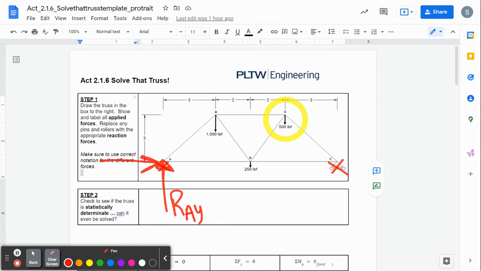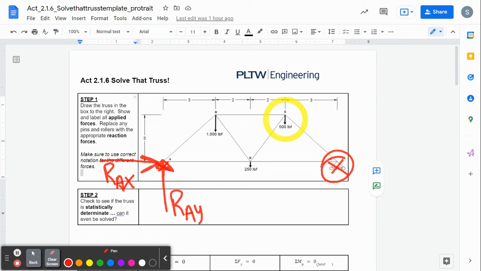These are assumed directions right now. When we actually solve for everything, if you find a negative number, that means our arrow was in the wrong direction. In this case, we're assuming it's going up into the truss. So we have RAY, and then we're going to assume it's going into the truss, to the right, which is our reaction force at joint A in the X direction, RAX.